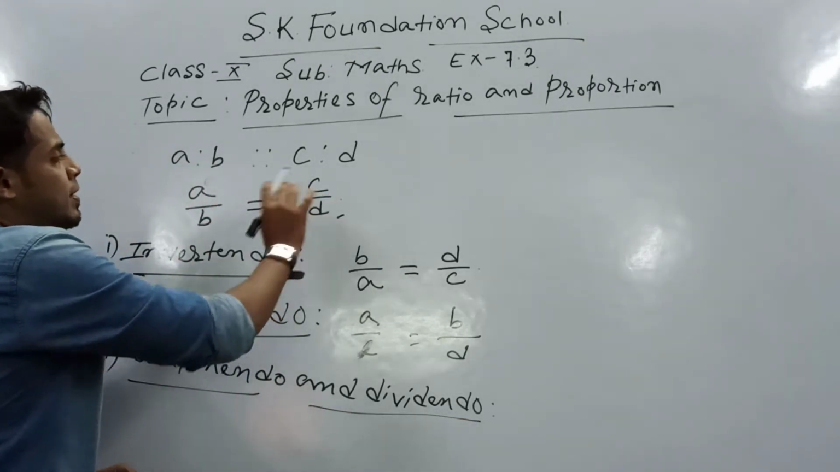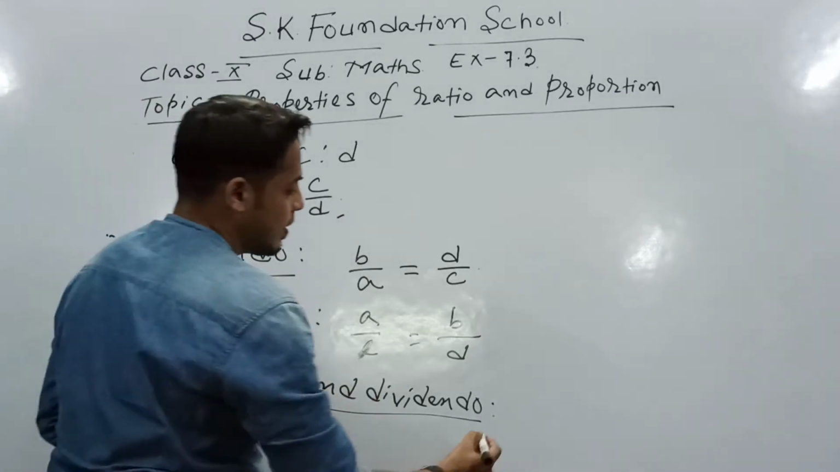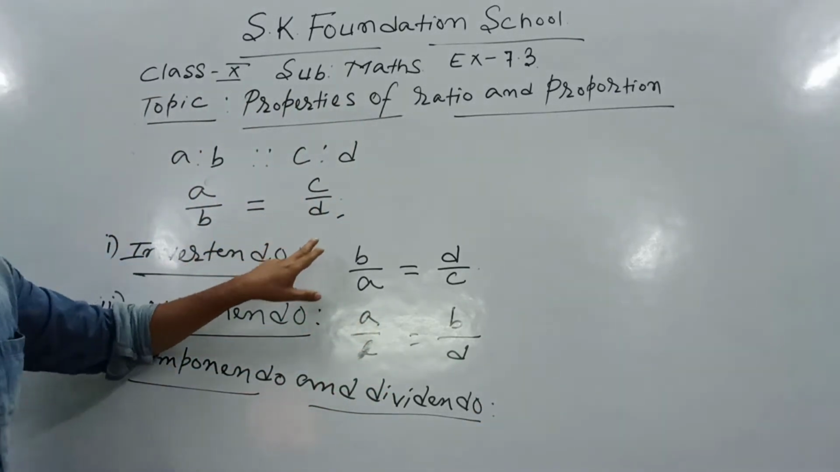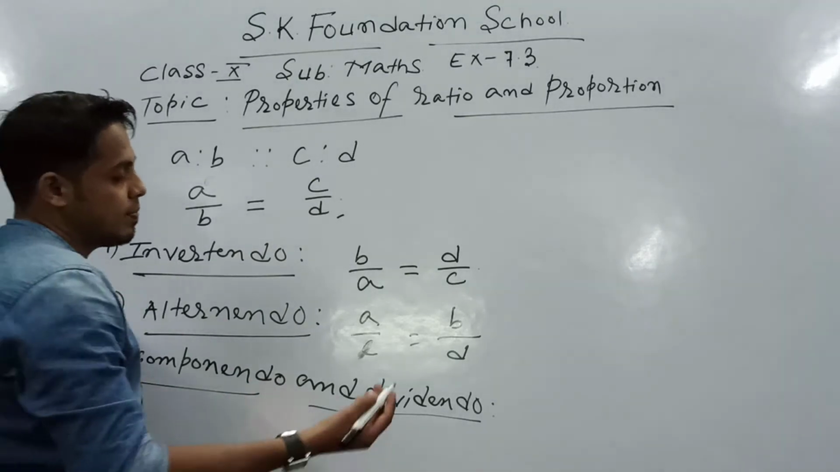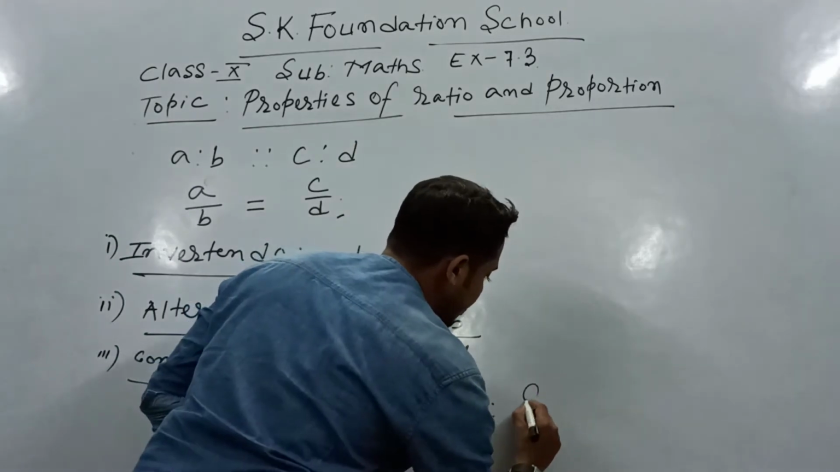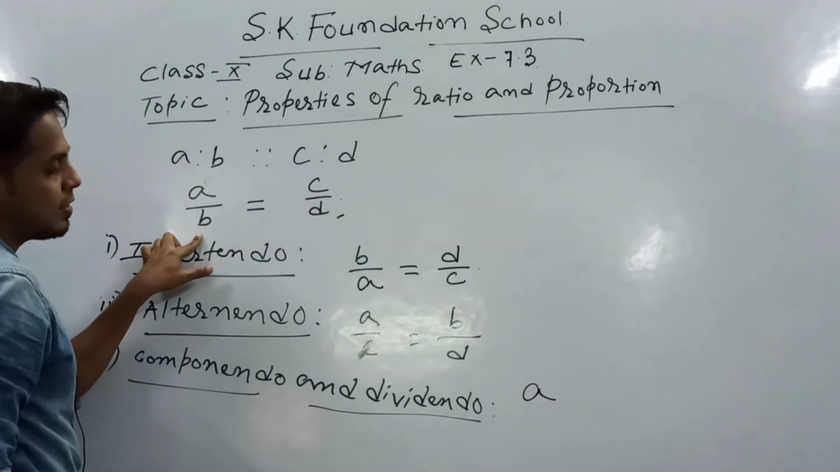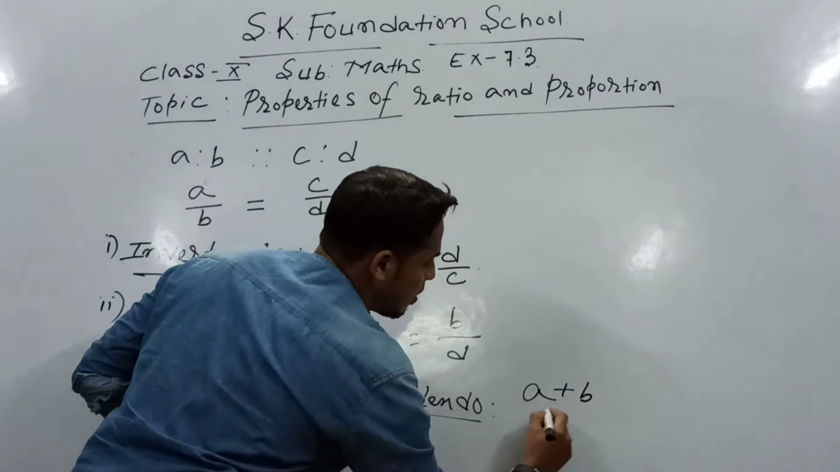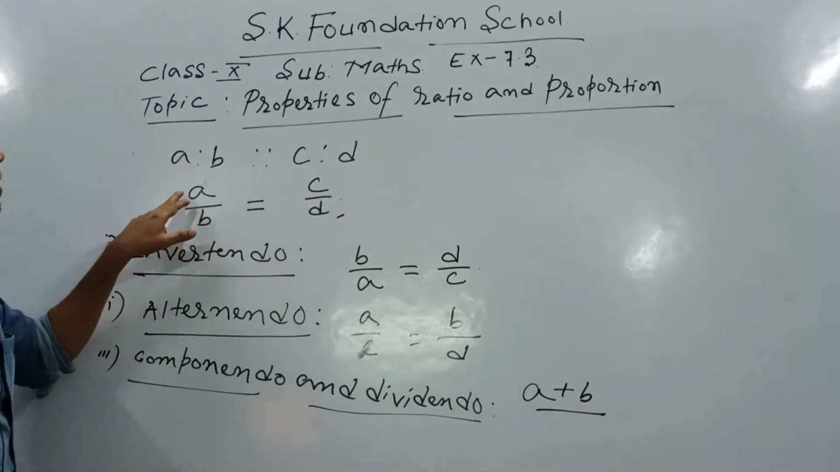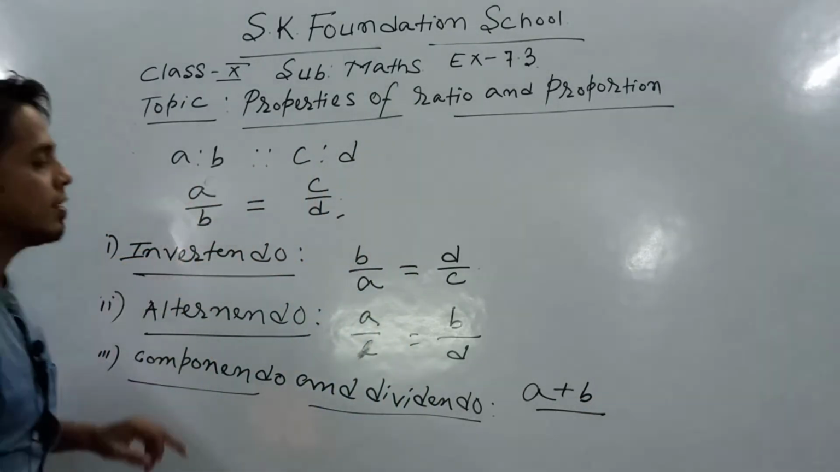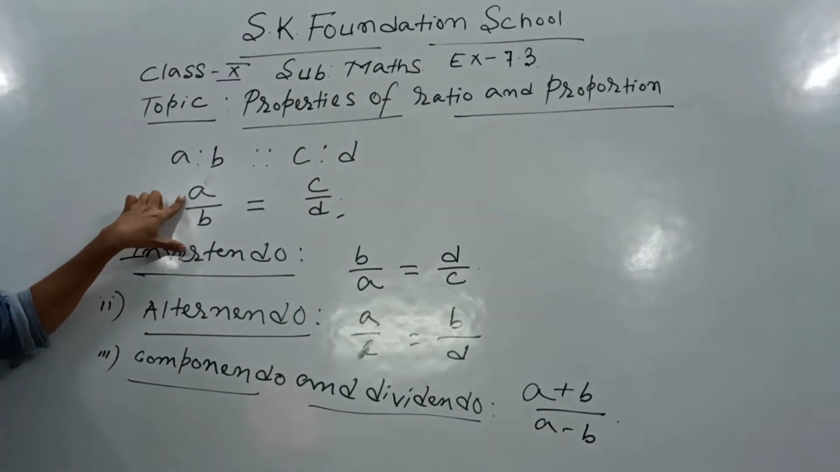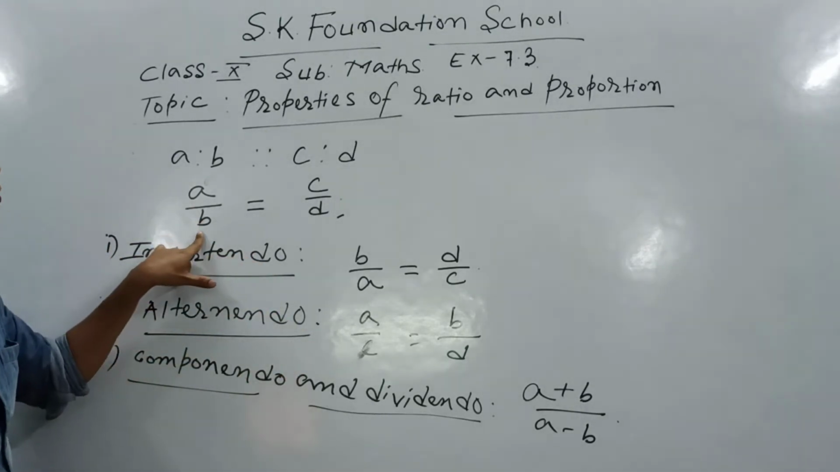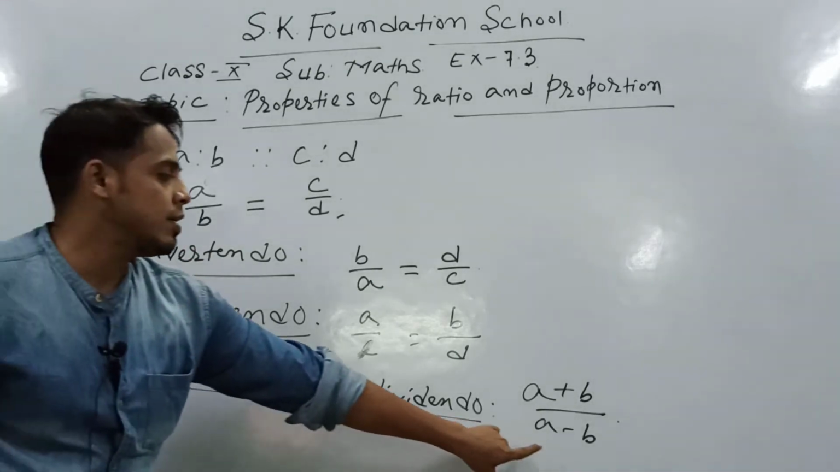The actual expression is A by B equals C by D. If we apply this property, componendo and dividendo, to A by B equals C by D, the expression is represented in this form: in the numerator, numerator plus denominator, and in the denominator portion, numerator minus denominator. That means A plus B over A minus B. Okay.